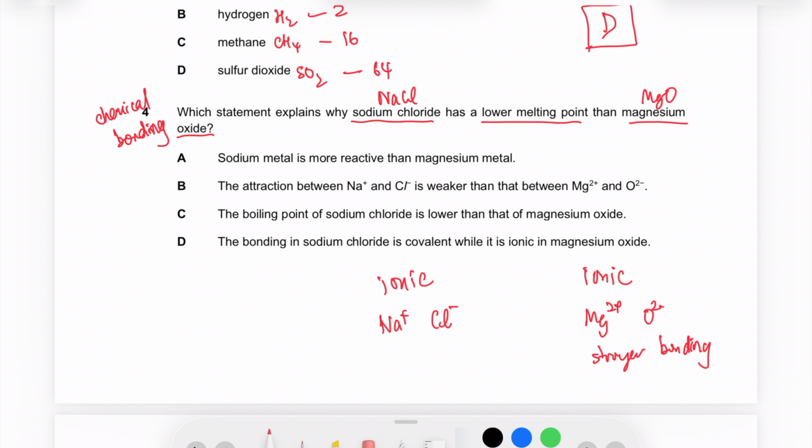So for the options, reactive is not it. Attraction is weaker, seems correct. Boiling point is lower, no. The boiling point thing is covalent, that is not true at all. So answer will be B. So use the charge.